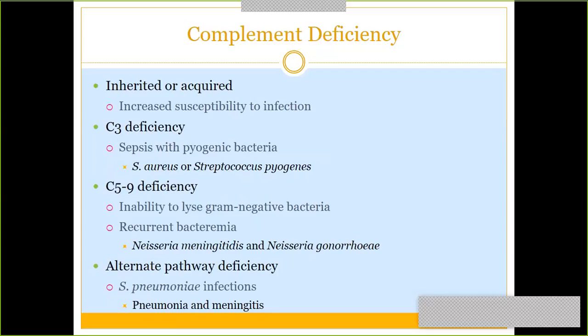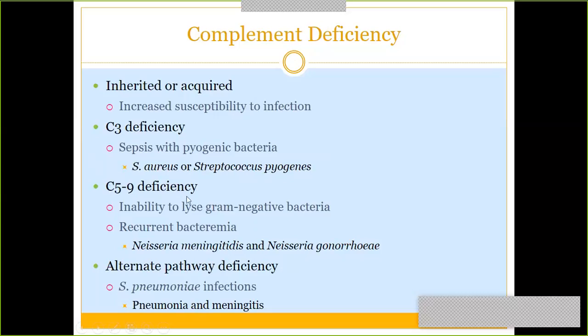So if you're deficient in this, this is the one that you really pick up a sepsis. It's a big step to be missing within those pathways. Let's just put it that way. So if you are deficient in that, you are going to be more prone to sepsis with Staph aureus or with Strep pyogenes, two big pathogens there.